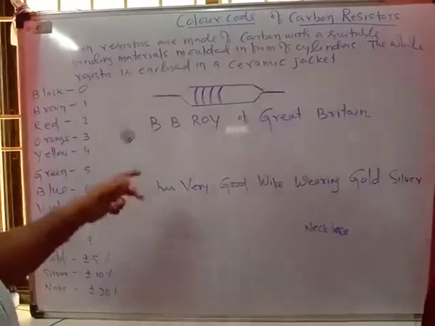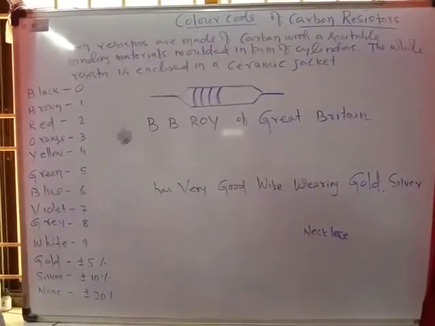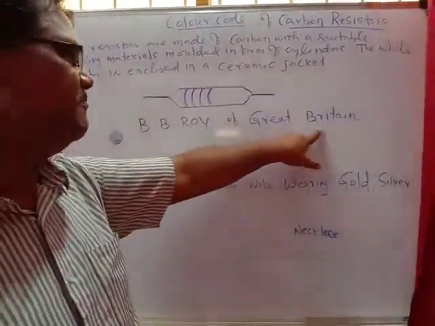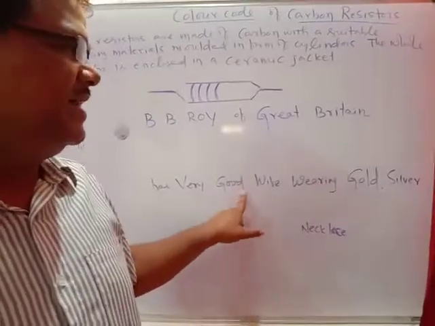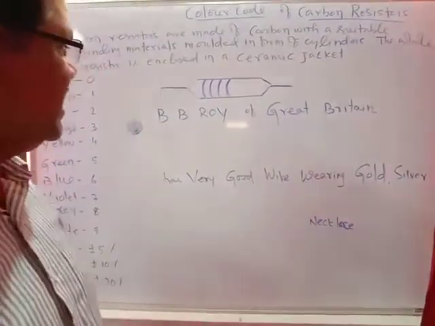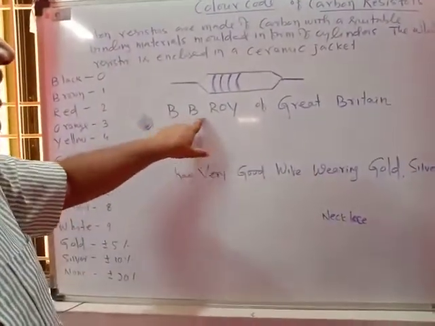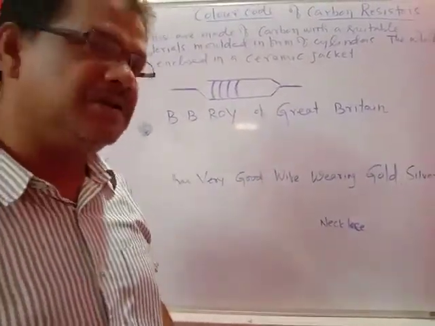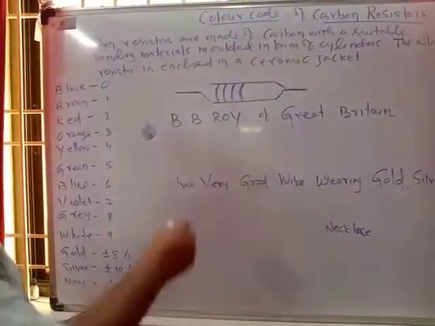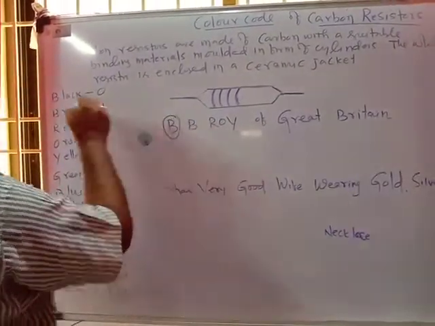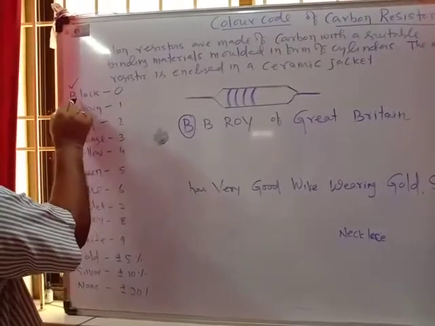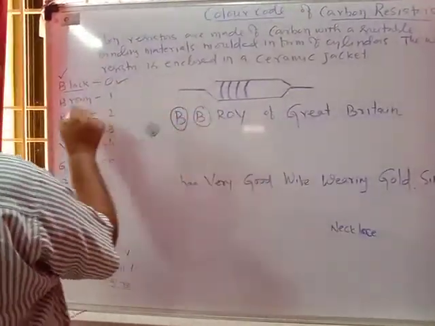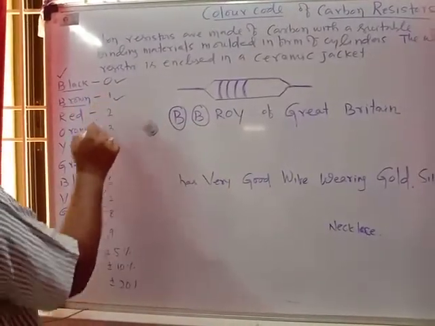So how to identify the color codes? To remember the different codes, we use a trick: B.B. Roy of Great Britain has very good wife wearing gold silver necklace. Once again: B.B. Roy of Great Britain has very good wife wearing gold silver necklace. The first B is for black, and the code of black is 0. Another B is brown, the code is 1.